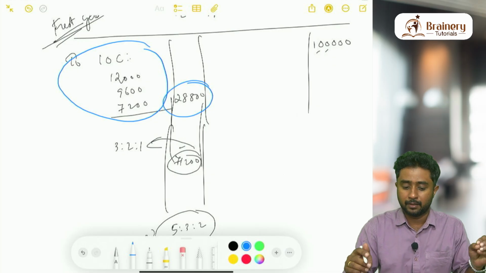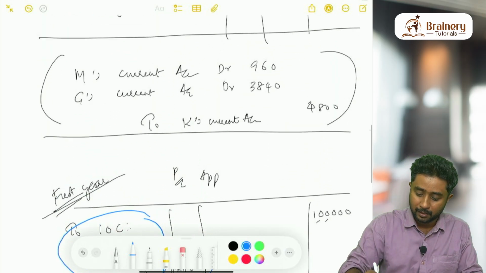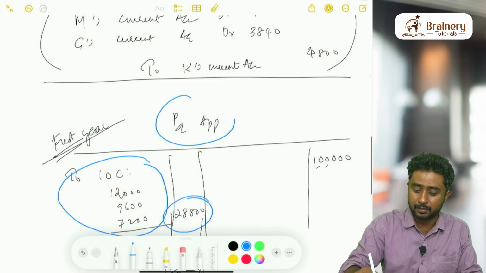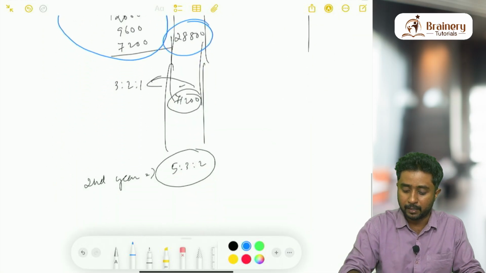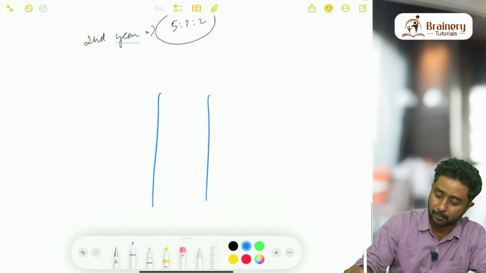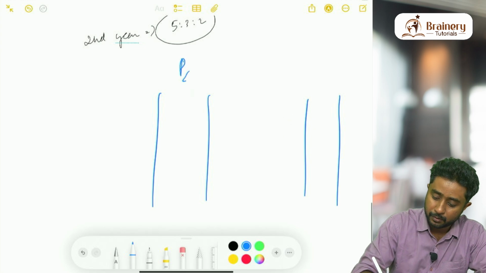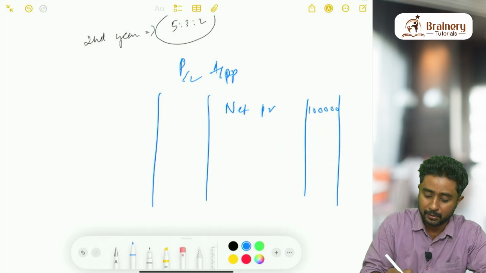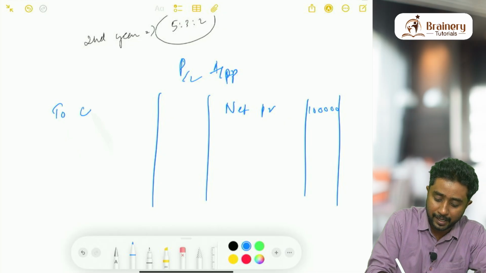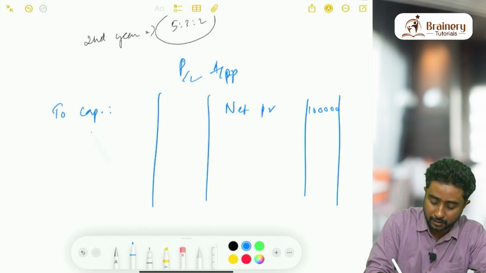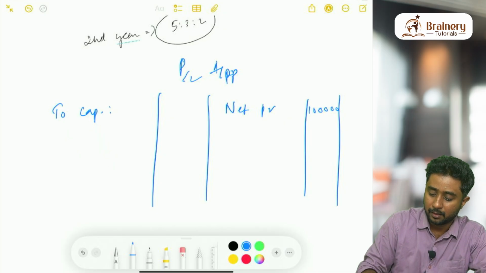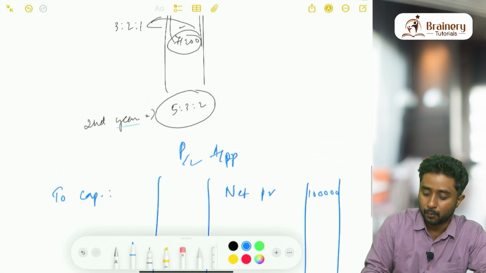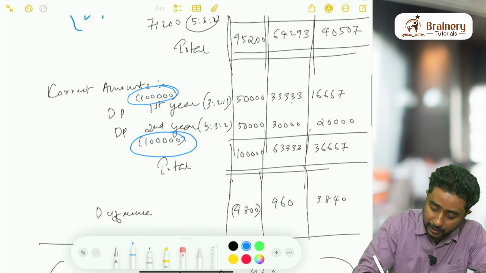No, because these are all wrong profit and loss appropriation accounts which they have done. If you are going to prepare the correct profit and loss appropriation account, first we will write the net profit, which is 1 lakh. On the left or debit side we don't have anything to write, so you will write "To capital" and share the profits among the partners. Then 1 lakh, that is how this 1 lakh came as divisible profit.